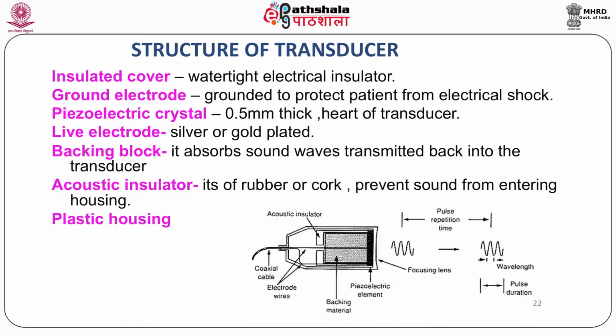The backing block or backing layer is generally made up of tungsten and rubber powder embedded in an epoxy resin. The matching layer is a mixture of aluminum powder and epoxy resin, used for efficient energy transfer between the transducer and the patient. The thickness of the matching layer is a quarter of the wavelength of the sound wave in the matching layer. As you can see here, this is the diagram of the structure of a transducer.